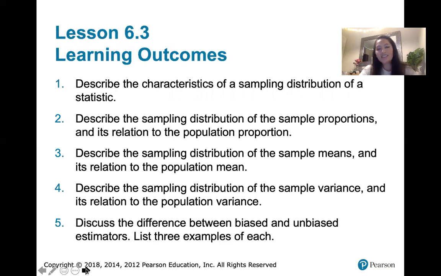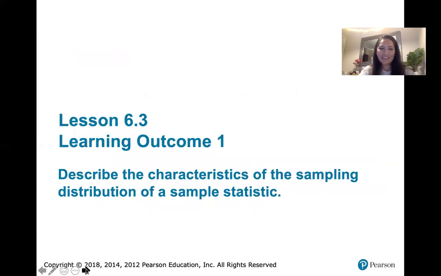And then lastly, we'll discuss the difference between biased and unbiased estimators, and we'll list 3 examples of each. So we'll see that we are familiar with a lot of estimators, and I'll define that for you again later. But there are some of them that are known to be biased and some of them that are known to be unbiased. So we're going to talk about which ones are biased and which ones are unbiased and what that means for us. So that is what we'll be studying in 6.3.